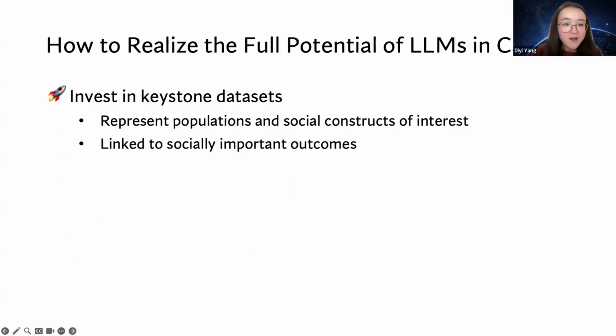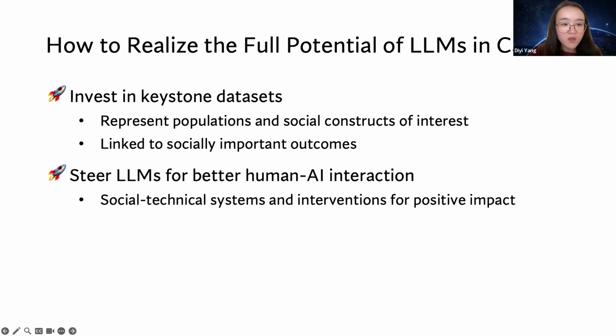But basically, moving forward, how could we achieve the full potential of large language models in computational social science? I think we need to invest in keystone datasets that can represent populations and the social constructs of interest, that can link to societally or socially important outcomes.